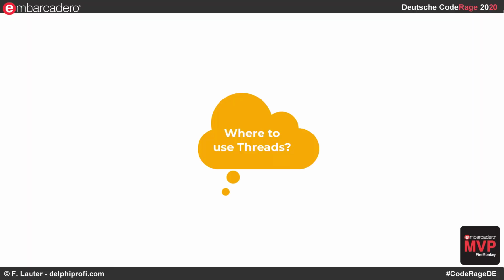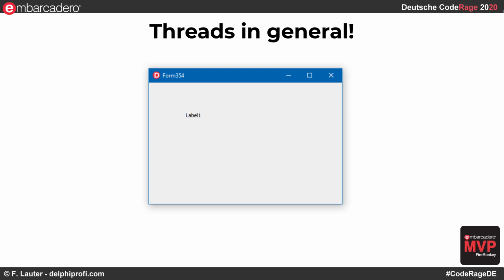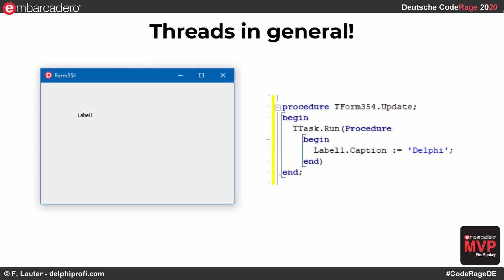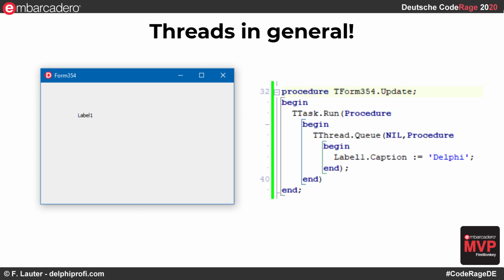Besides the correct location of threads, there are of course many other considerations that I need to consider beforehand. I hope it is clear to everyone. Never do UI stuff in a thread or from a thread. To update a visual component, even if it's just a simple assignment of a text to a label, I need to synchronize the call with the main thread.